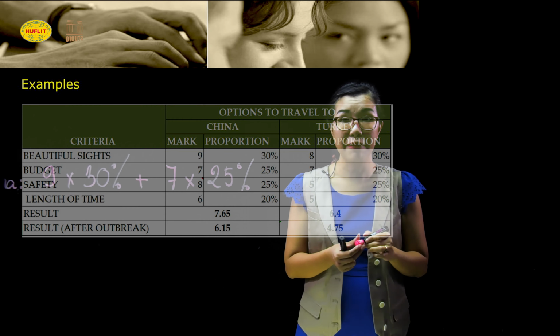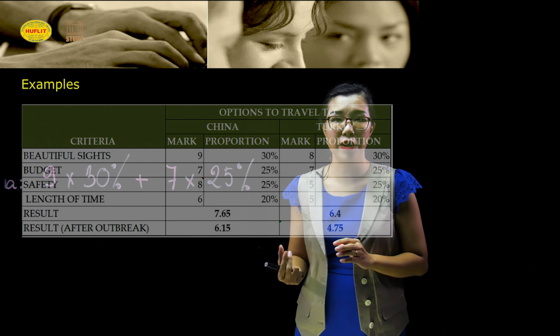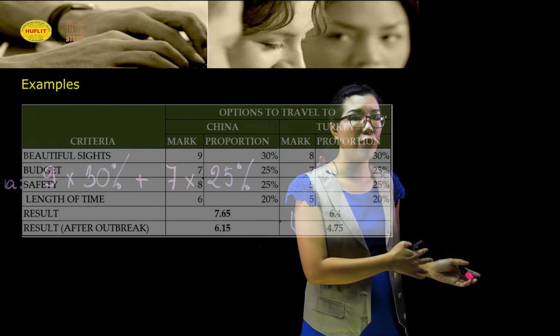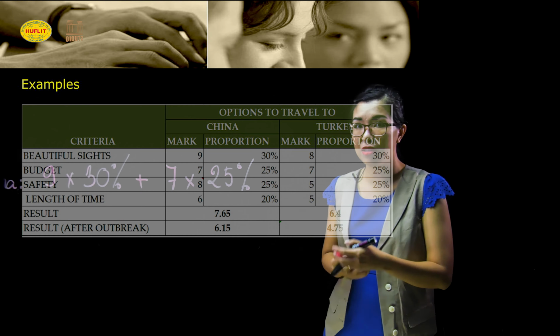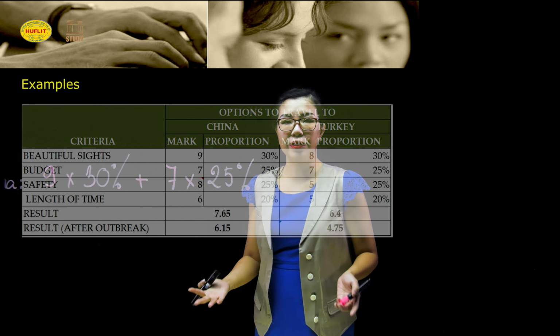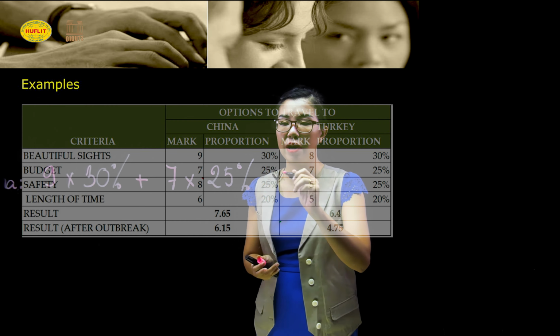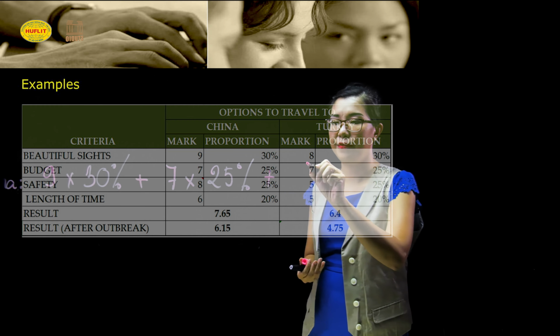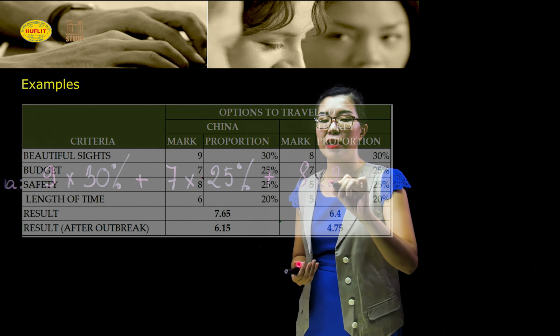And we check the safety. Before the coronavirus, China seemed to be a safer place to travel than Turkey. There's a lot of bombs and terrorists in Turkey. So that's why we consider the safety in China to be better than Turkey, and that's why I mark China 8. So we times it with 25% for safety.